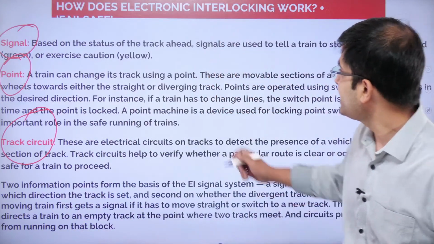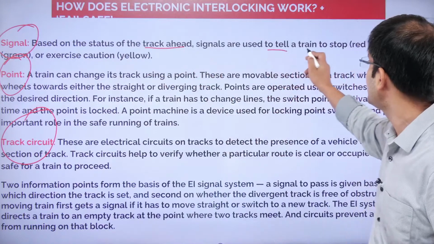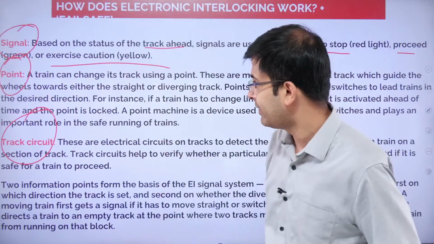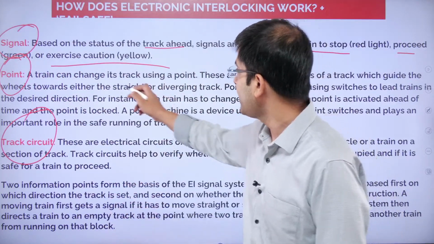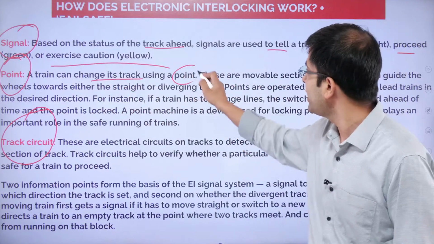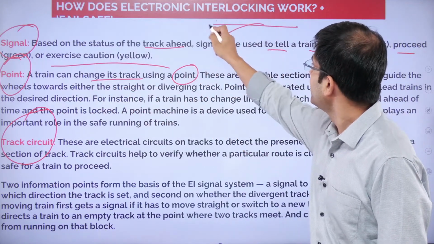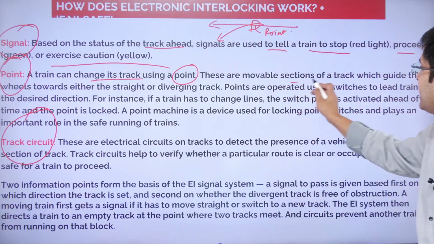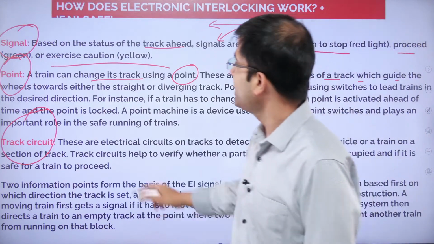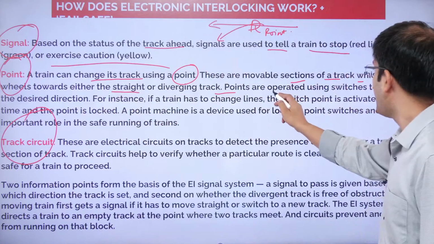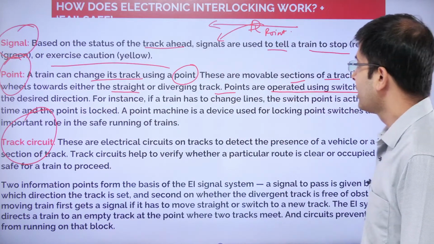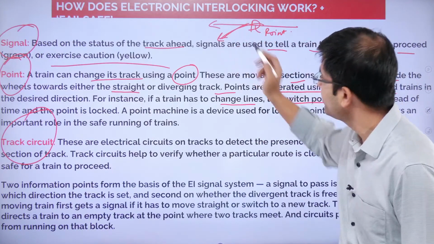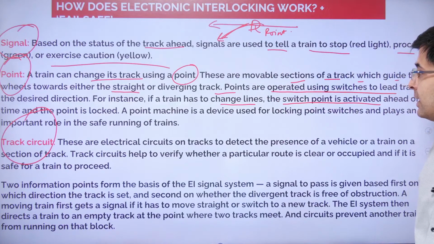So signal: based on the status of the track ahead, signals are used to tell a train to stop, proceed, or exercise caution. Similar to how we use them, no difference there. Point: a train can change its track using a point. Main line, loop line. This becomes a point. These are movable sections of a track which guide the wheels towards either straight or diverging tracks. Points are operated using switches. So if a train has to change lines, the switch point is activated and then it goes into the loop line. Not very difficult to understand so far.